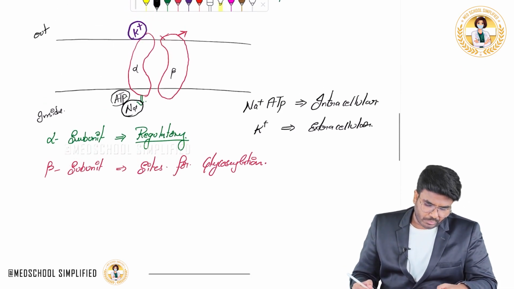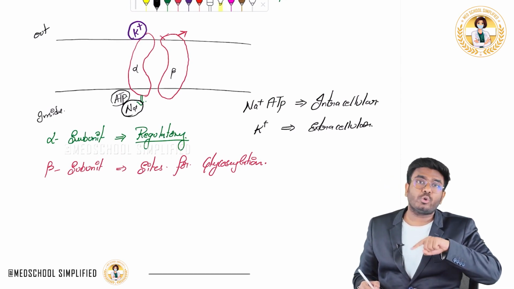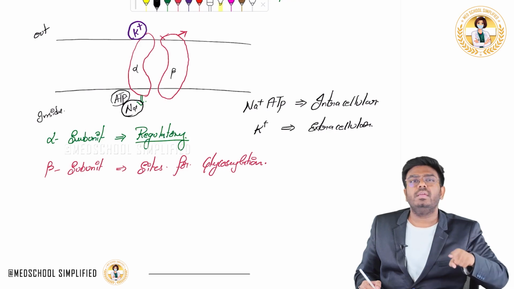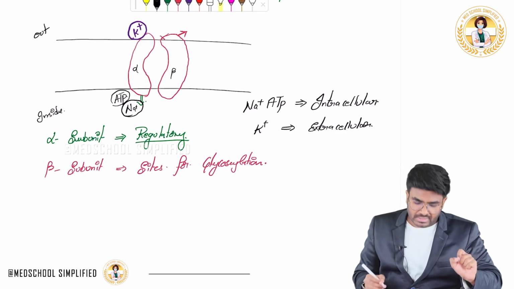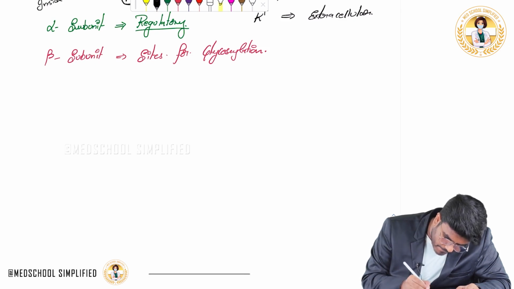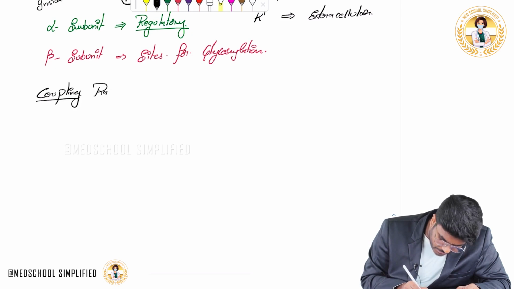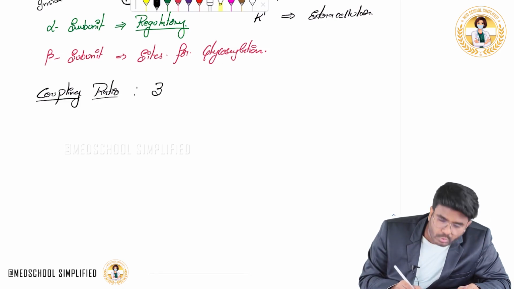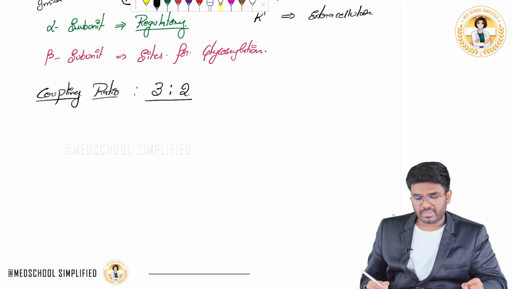What are the other important points which you should know? What is the sodium potassium ATPase doing? It is bringing 2 potassium ions into the cell and throwing 3 sodium ions out of the cell. So what is the ratio? This ratio is called the coupling ratio. It's 3:2. 3 sodium ions are being exchanged for 2 potassium ions. So this is the coupling ratio.